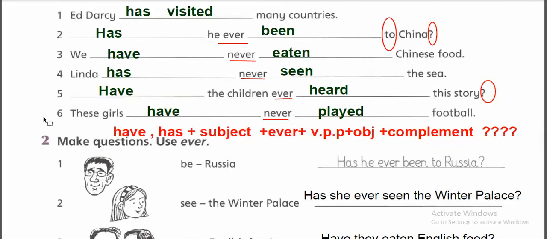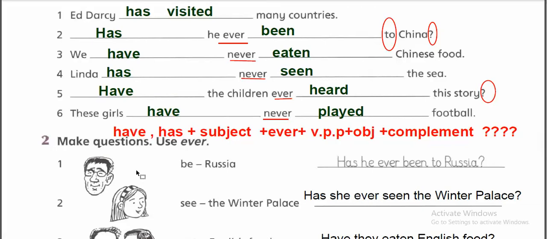Next, these girls. These girls is a plural subject, so I use have. It is a negative sentence because we have never. Then played is verb 3 with football. The suitable verb with football is play. The suitable verb with this story is heard. The suitable verb with the sea is seen. Chinese food is connected with eaten, to China is connected with been, and many countries is connected with visited.